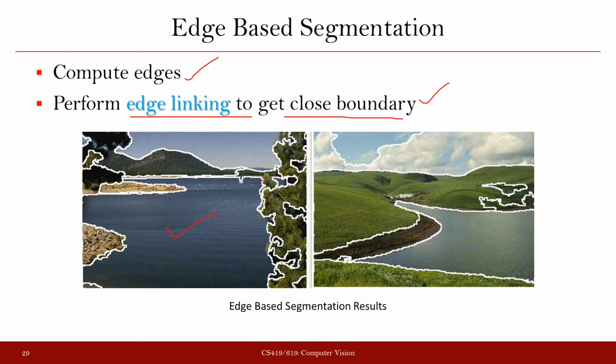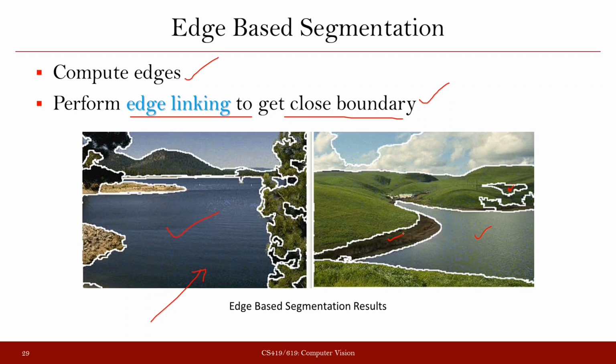And here the procedure is simple. You have to take the image, compute the edges, and then link those edges to form a closed boundary. And based on those closed boundaries, we define the regions. For example, here we get a closed boundary, so this defines one region. Similarly, this is another closed boundary, so this defines another region. This is another closed boundary, so this defines another region.